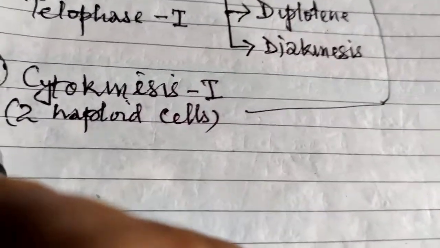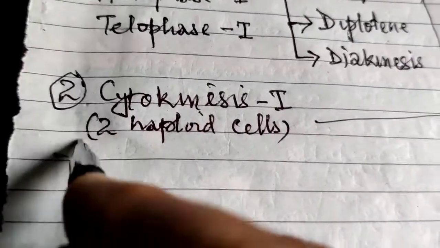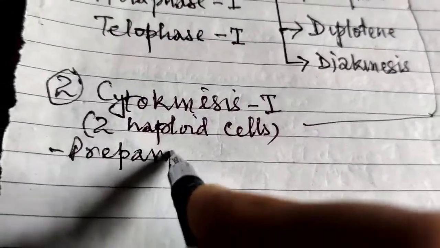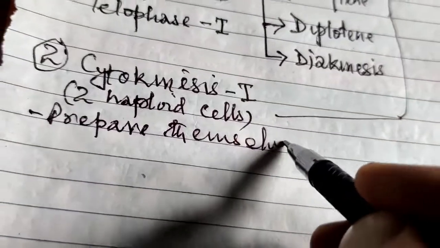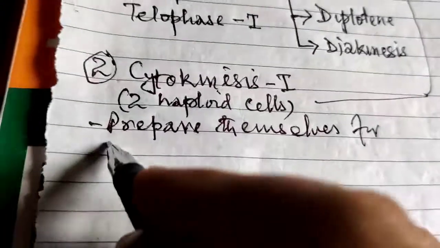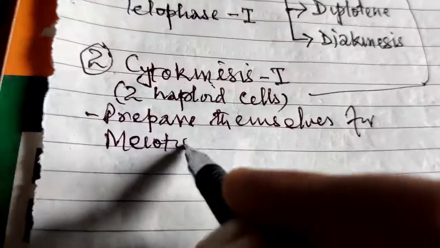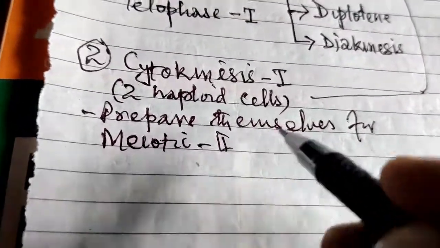That is, these 2 haploid cells prepare themselves for meiotic second division, right.